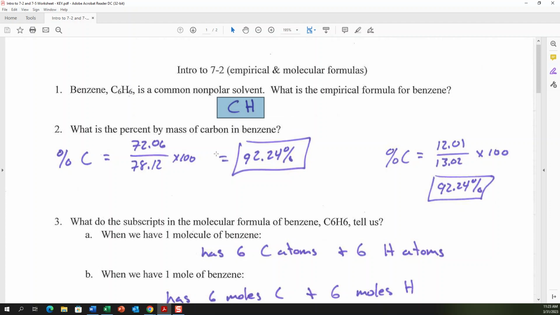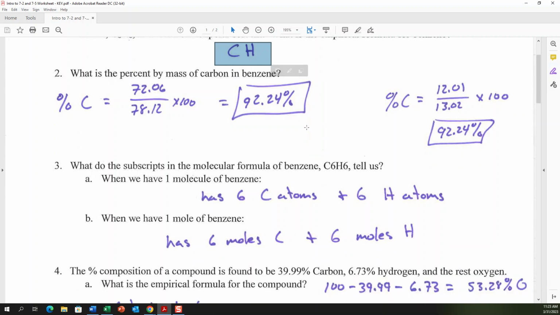That means anything that has this empirical formula, so anything that reduces down to this, would end up having 92.24% carbon. If you think of another compound that has this empirical formula, C2H2 ethyne, 2 to 2 would reduce to 1 to 1. C2H2 would have this same percentage carbon, and it would also have the same percentage hydrogen as benzene, as the empirical formula. And that's kind of important to know.